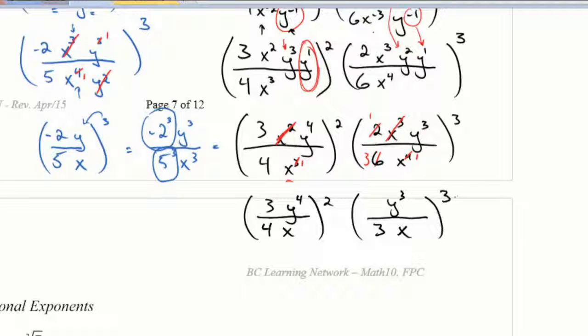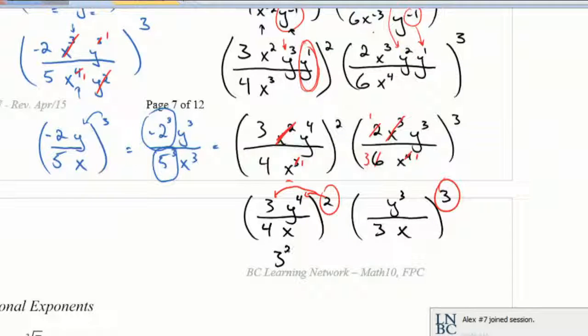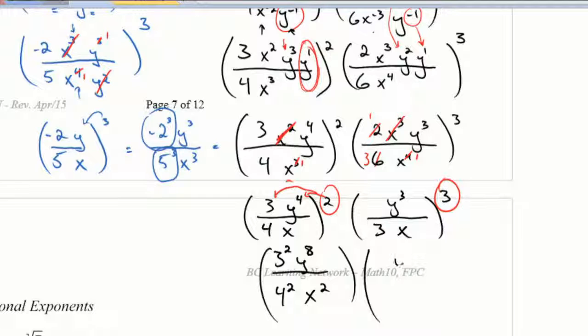Okay, I'm going to deal with my exponents outside of the brackets here now. So everything inside the brackets gets each of these exponents, and I'm going to multiply them times whatever's there. So this is just 3 times 1 is 3, 4 times 2 is 8. It's just what I'm going to do. So I get 3 squared, y to the 8 over 4 squared, x to the 2. And then I get y to the 9, 3 and 3 is 9, 3 cubed, x to the 3.